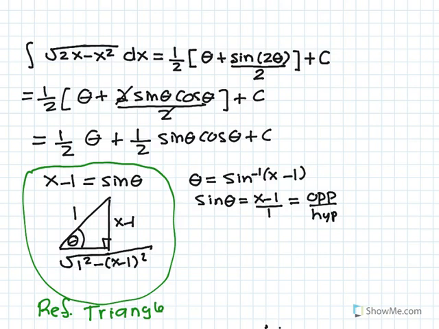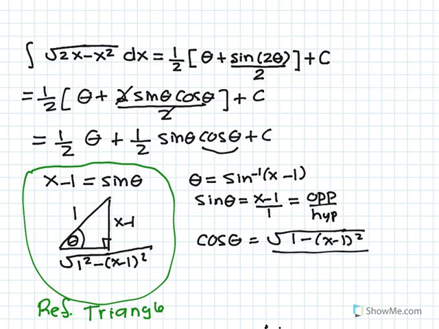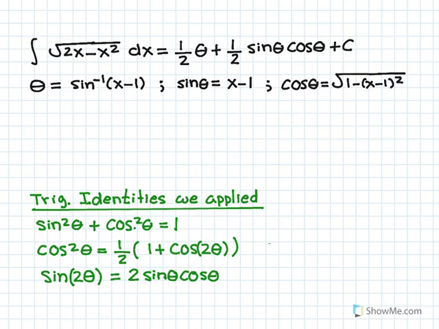Alright, so we have sine theta is x minus 1 over 1. What about cos theta? We need cos theta because we have cos theta here. So cos theta is adjacent, which is going to be the root of 1 minus (x minus 1) squared, divided by hypotenuse, this is 1. That's adjacent divided by hypotenuse. So what we have shown is the integral of root 2x minus x squared dx is equal to 1/2 theta plus 1/2 sine theta cos theta plus c. And we created a reference triangle, and we now have all of these. We have theta in terms of x, sine theta in terms of x, cos theta in terms of x, so we can get our result back in terms of x.